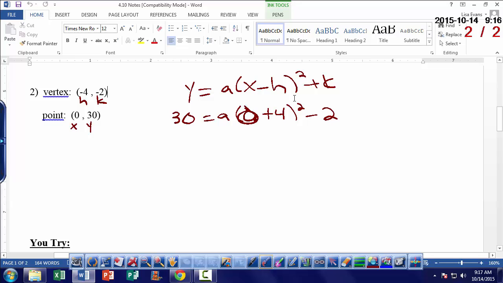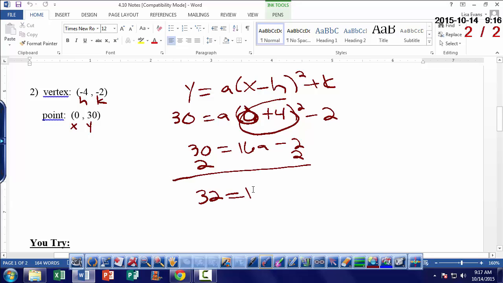Go ahead and solve this part here. 0 plus 4 is 4. 4 squared is 16, so 30 equals 16a minus 2. Add 2 to both sides. So we get 32 equals 16a. a equals 2. Now take this and take your vertex and plug it back in.